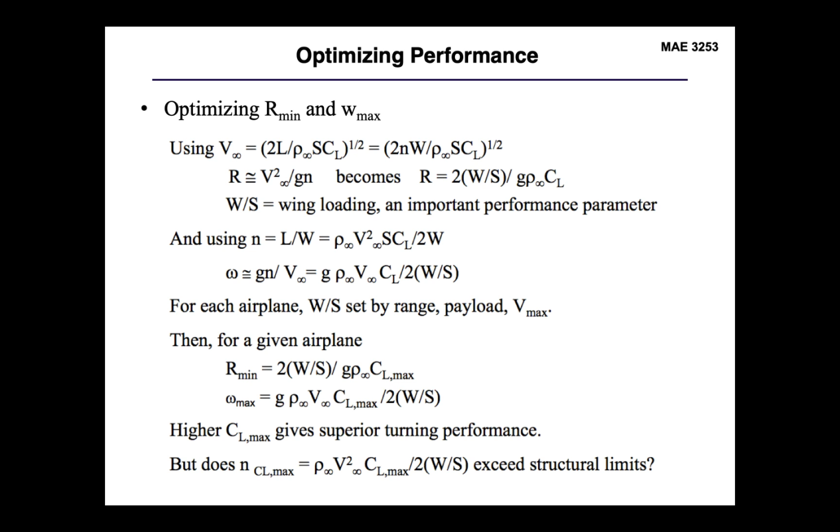So thus, for a given aircraft, if we know what the wing loading is and the maximum lift coefficient is, we can determine what that minimum turn radius is going to be as well. And this then gives us a bound for that aircraft performance in terms of trying to design for that maneuverability piece of our aircraft flight. But again, we also have to make sure that this bound fits within the structural design limitations of our aircraft.